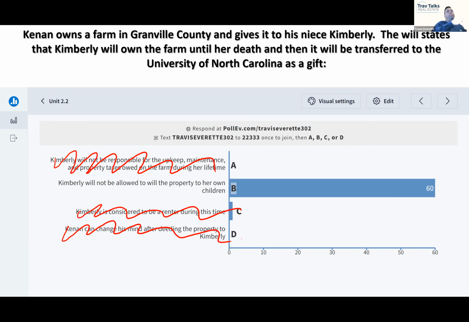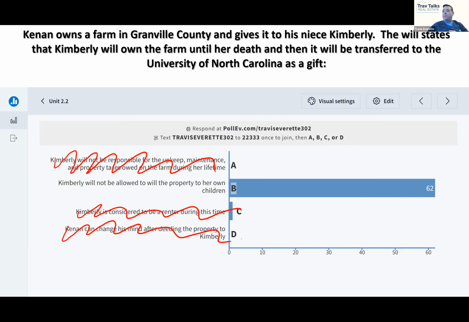How long is Kimberly going to own this thing? What does it say? She owns it until when? Her death. She can't will something to somebody that she doesn't own. I can't will somebody the Biltmore Estate in Asheville because I don't own it. The minute she stops breathing, is she the owner of that property anymore? No. So she can't will to her children what she no longer owns after she dies.